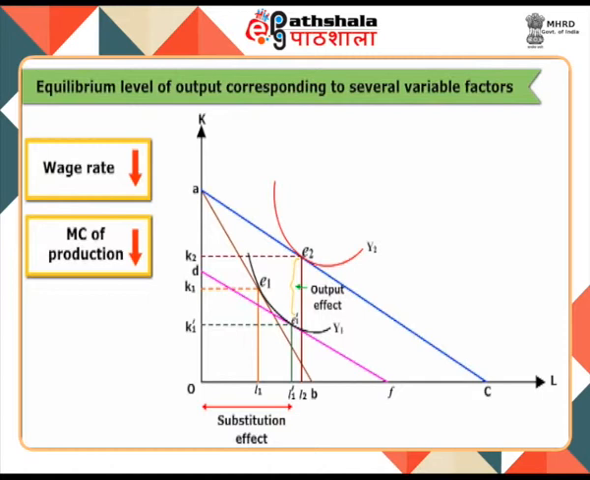In the figure, this additional expenditure due to profit maximization is shown by the parallel upward shift of the isocost line AC to A'C'. The final equilibrium point is shown by the point E3, at which the new equilibrium level of output Y3 is obtained for corresponding OK3 level of capital and OL3 level of labor.